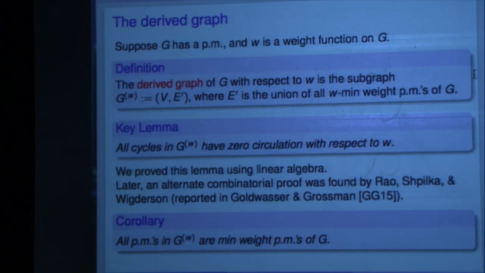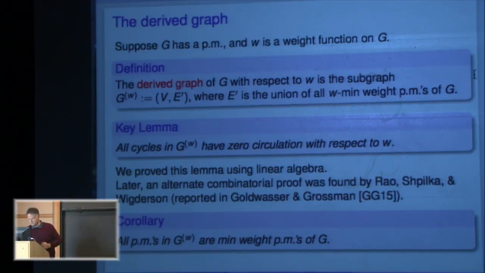Maybe so. I see one direction, maybe the other. So one direction is, if you have a non-perfect matching of G, well, a non-minimum, then you take a minimum and a non-minimum, and look at the cycles where they differ. Now, one of these has to have non-zero circulation because they have different weights. So yeah, I guess that's the easy direction.